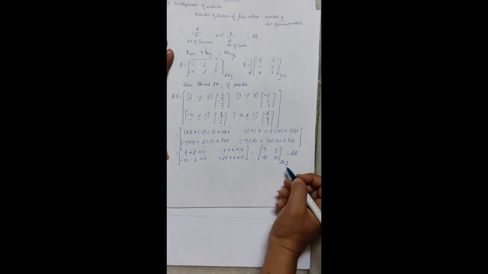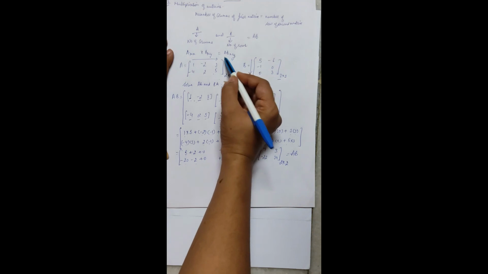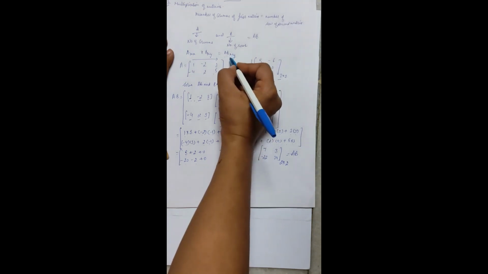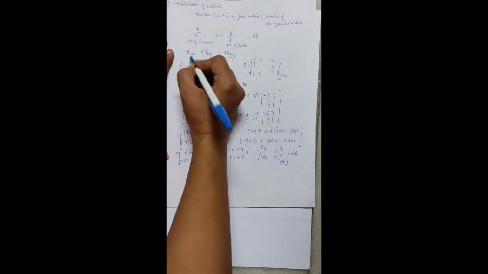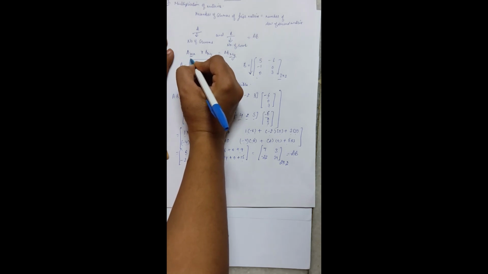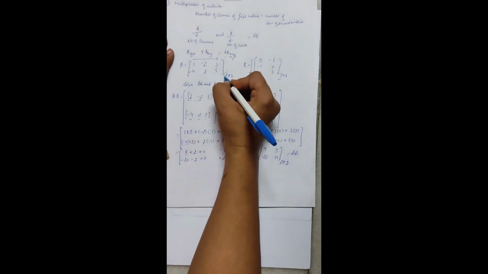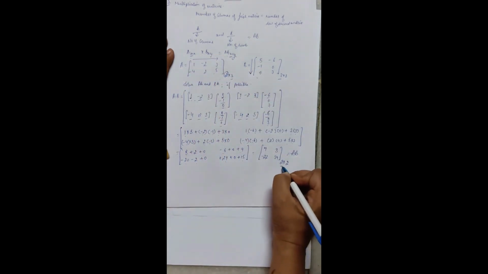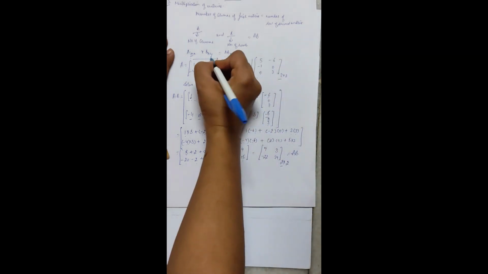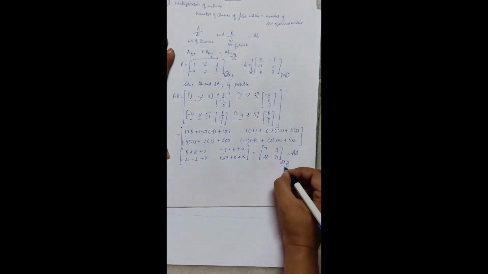Now see here, in the beginning I told you the order of AB is M by Y. M is the number of rows of A matrix. How many rows are there? 2. So here I will get 2. And Y is the number of columns of B matrix. How many columns are there? 2. So I will get 2 here. So this is M by Y, that is 2 by 2. This is the solution for AB.